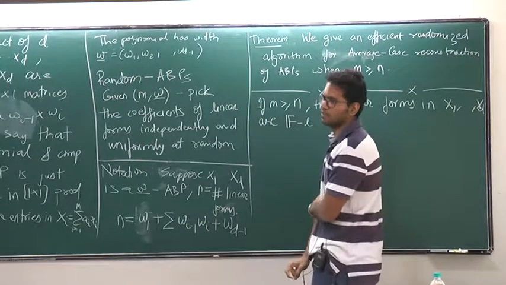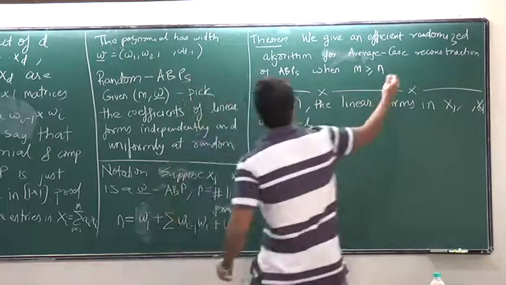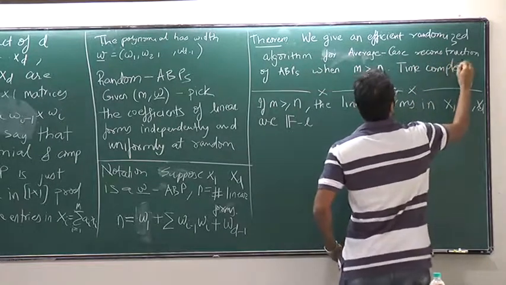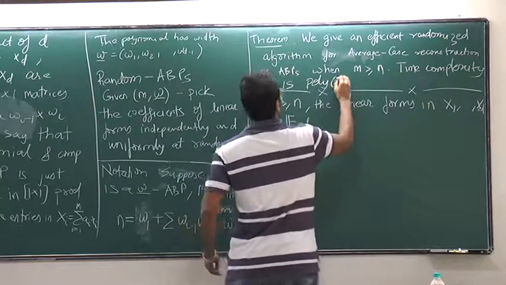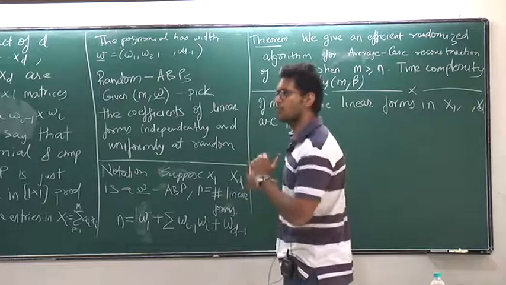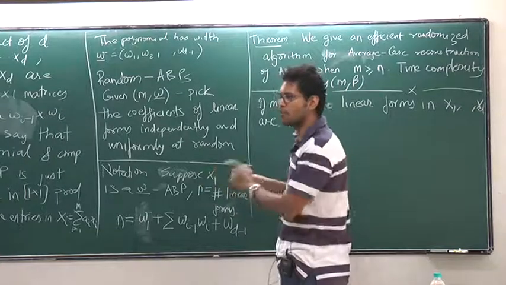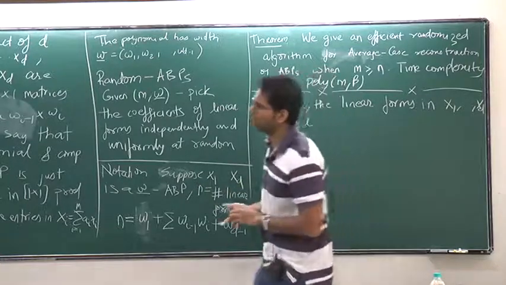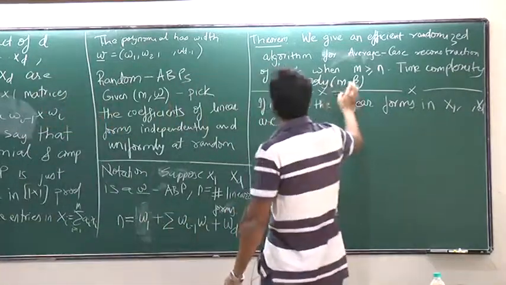Yes, that's what I initially said. So the time complexity is poly in m comma beta. Beta is the bit length of the coefficients of f, not of the linear forms. It would also depend on the coefficients of the linear forms that you are choosing, but because you have black box access to f, whatever you're doing only depends on the coefficients of f. It's just depending on the coefficient length of f.